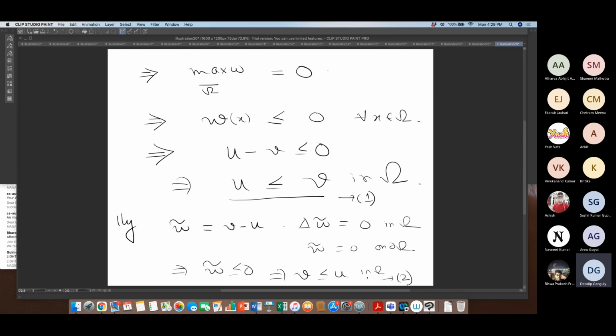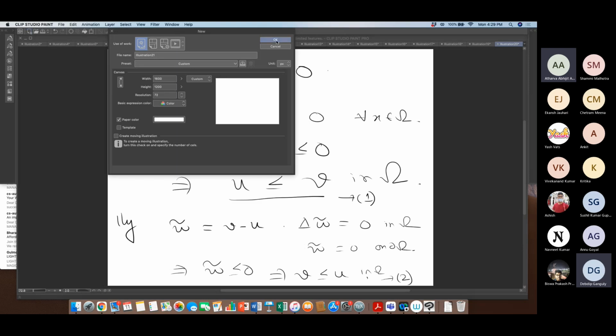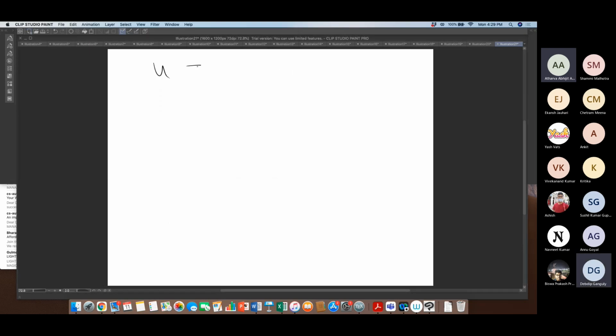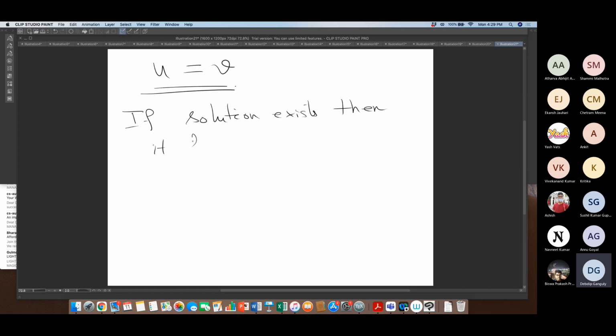This is 1. This is 2. So from 1 and 2, what will I get? U equal to V. That means if the solution exists, then it has to be unique. Just using the maximum principle, it has to be unique.